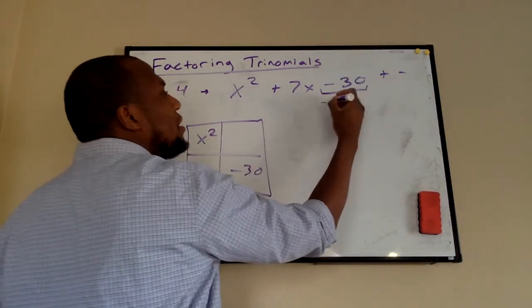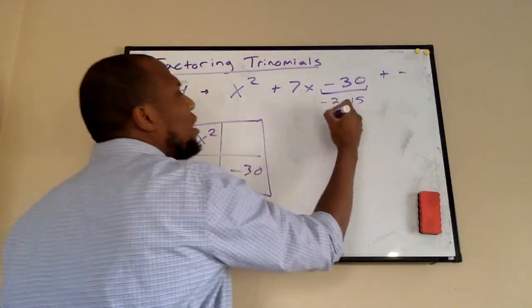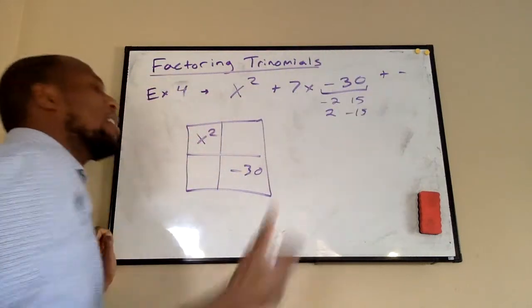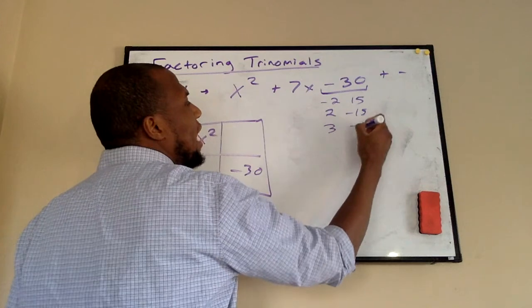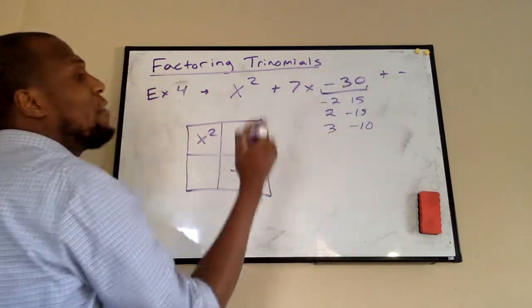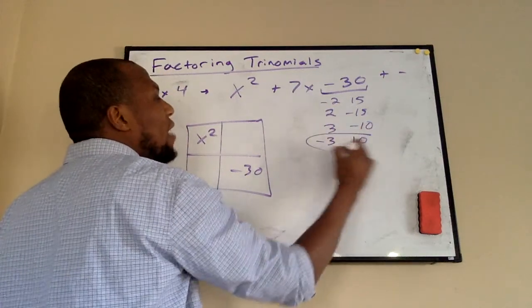Well, I'll have, let's say, negative 2 and 15. That doesn't work. That gives me 13. We got 2 and negative 15. That's just going to give me negative 13. What about 3 and negative 10? That's negative 7, but we're getting closer. Switch the negatives on those. That gives us positive 7.